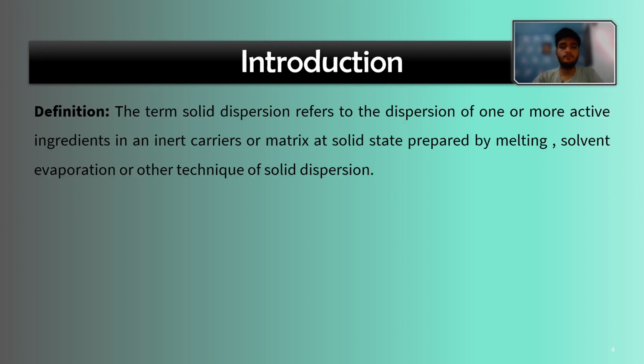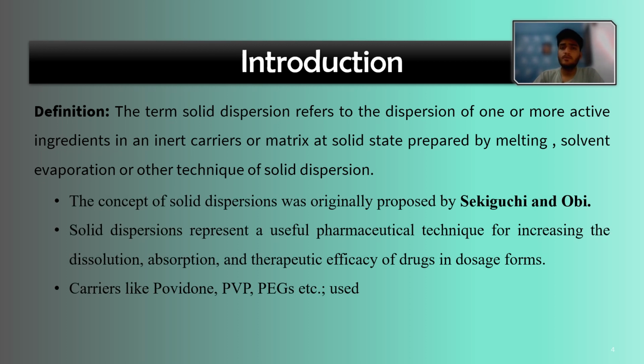Introduction. Definition. The term solid dispersion refers to the dispersion of one or more active ingredients in an inert matrix or carrier at solid state, prepared by melting, solvent evaporation, or other techniques of solid dispersion. The concept of solid dispersion was originally proposed by Sekiguchi and Obi, who investigated the generation and dissolution performance of eutectic mixtures of a sulfonamide drug and a water-soluble carrier in the 1960s.